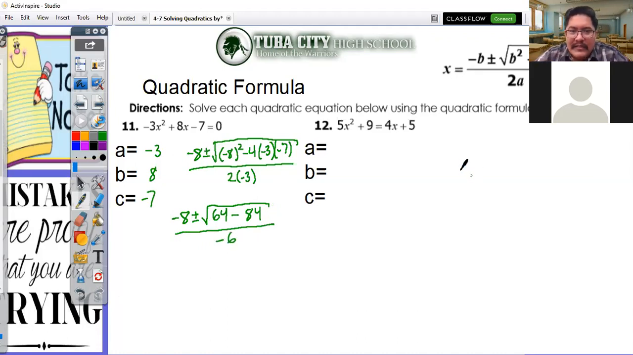The trick to this one is, well, maybe you can't see it yet, but let's go one more step and see if you can spot what is wrong with this one here. 64 minus 84 is negative 20. Now, if you remember anything about radicals or square roots or any kind of root, like cube roots or fourth power roots, you cannot have a negative in there, right?